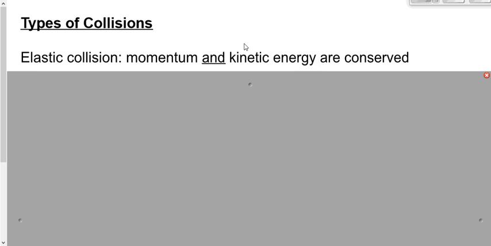One is called an elastic collision, in which, of course, momentum is conserved, because momentum is always conserved if we have an isolated system. But in an elastic collision, kinetic energy is also conserved. So in other words, not only do you not lose momentum in this isolated system, but you don't lose kinetic energy either. The final kinetic energy will be equal to the initial kinetic energy.